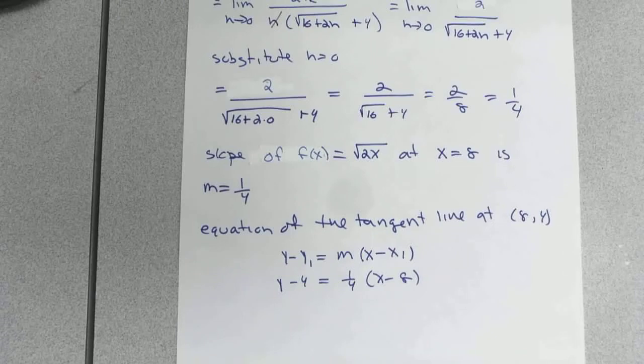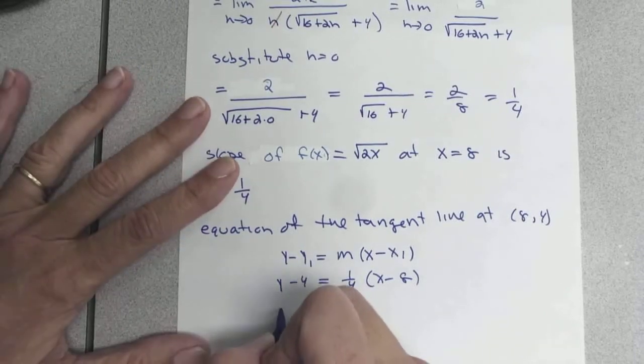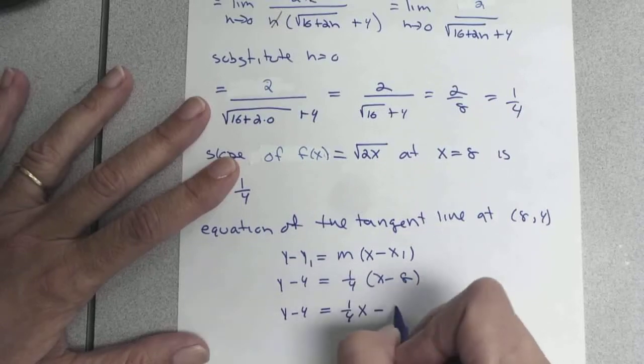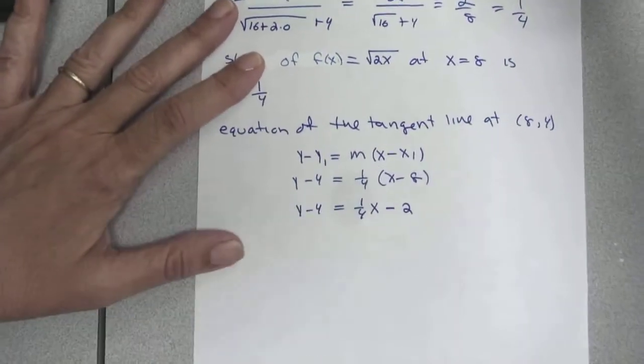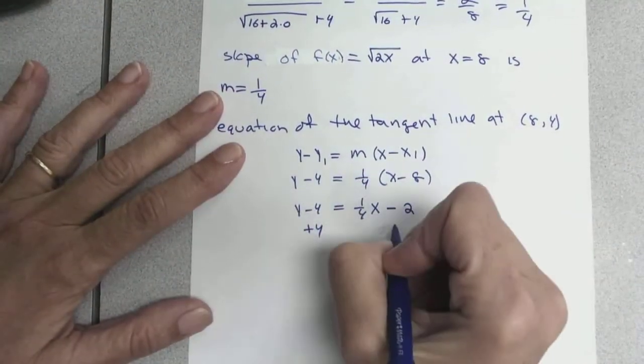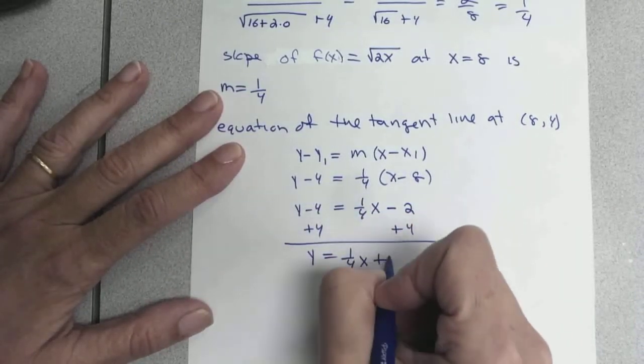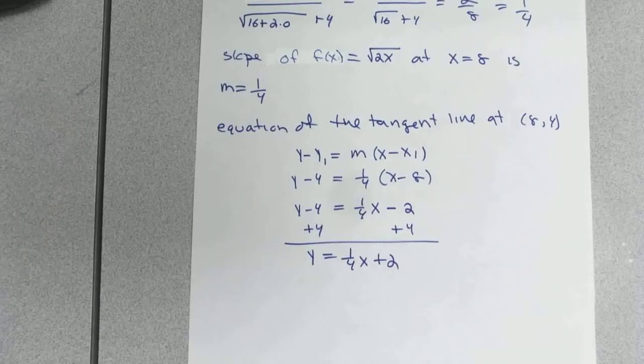But in MyLab Math, they're probably going to want it in slope-intercept form. So going to slope-intercept form, that's going to be 1/4 x minus 2, distributing that 1/4, and add the 4 to both sides, and y equals 1/4 x plus 2. And that's what we hope the answer is.